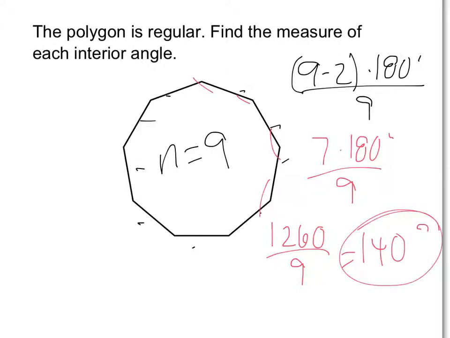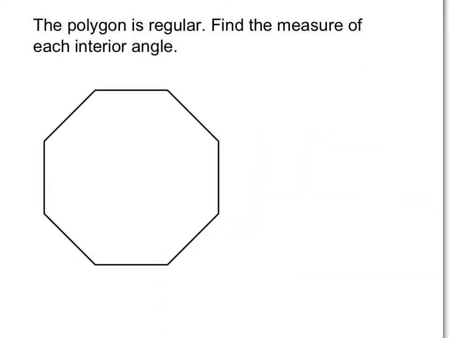This would be the second part of your worksheet. So the first 6 were the sum of all of them. The second 6 are just the interior ones individually. So go ahead and pause it. Try this one on your own. When you're ready, press play.